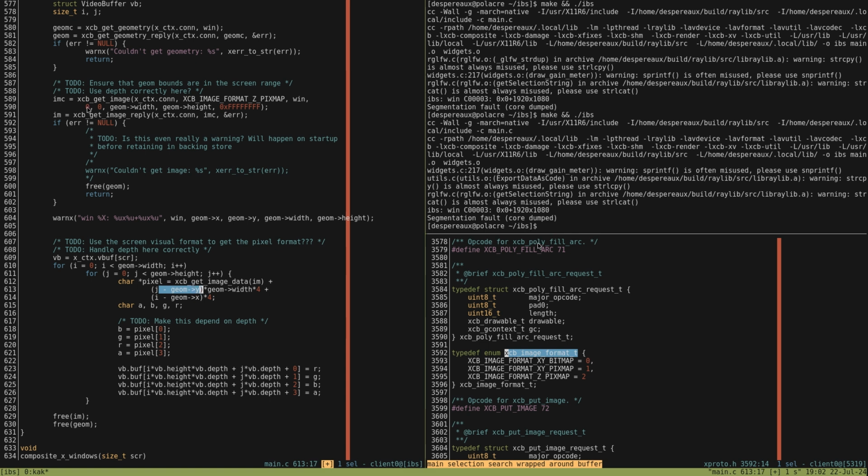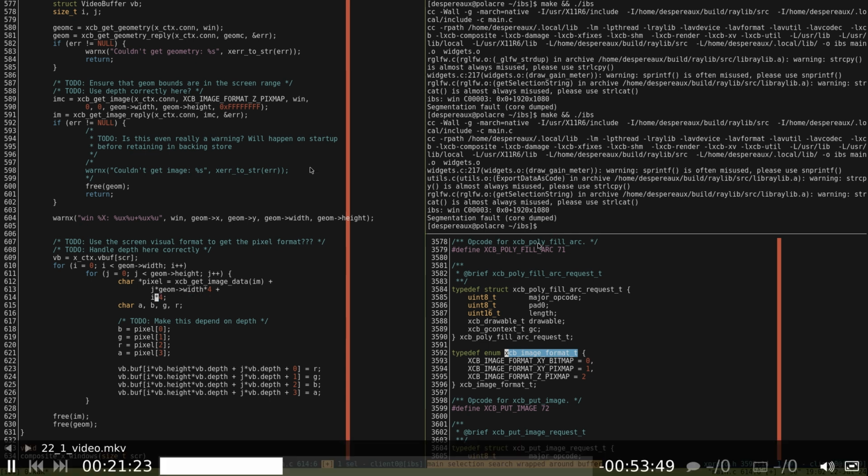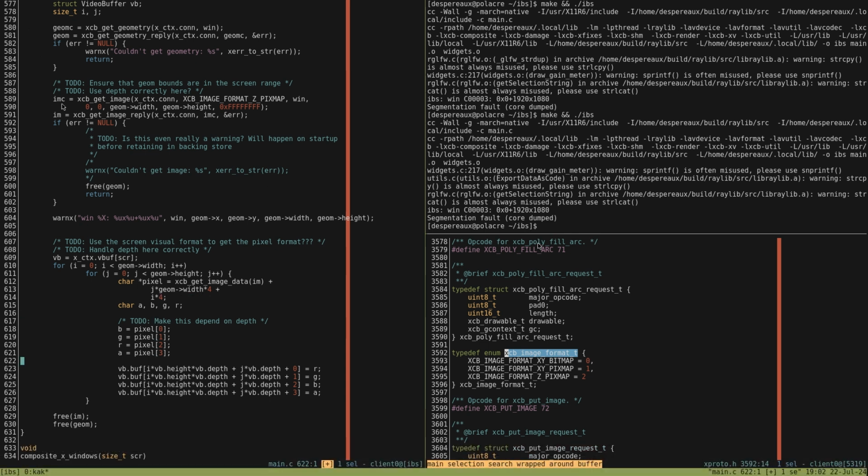If you don't put 0, 0 here, you're essentially asking for a much bigger rectangle because these coordinates are relative to the actual window itself. They're not relative to the parent. These ones are relative to the window itself. So you can get a subregion of the window by putting different coordinates here. But if you want the whole window, you go from 0, 0.